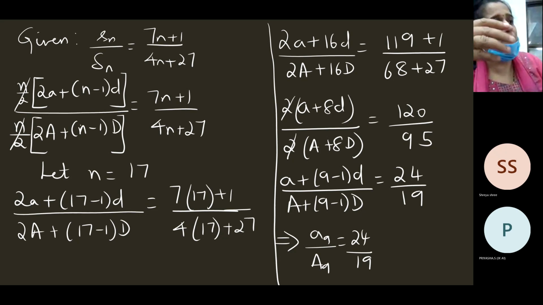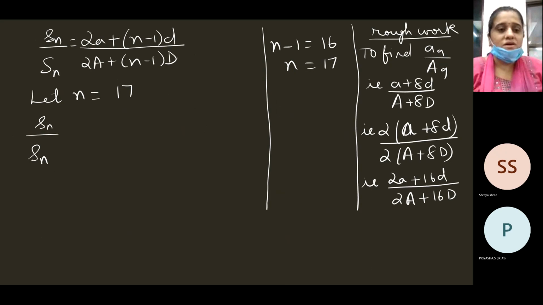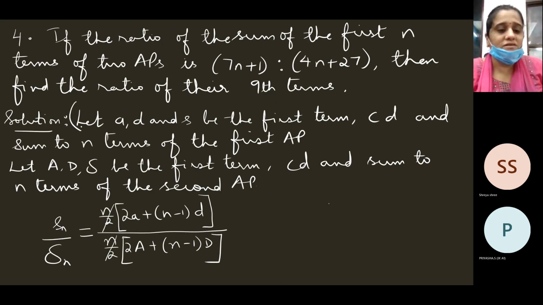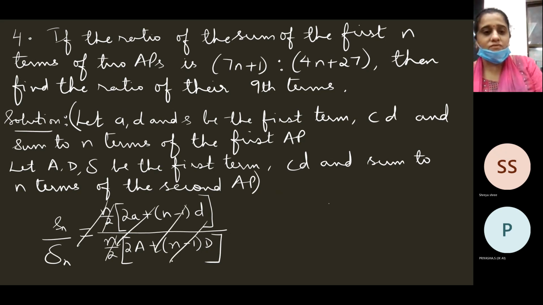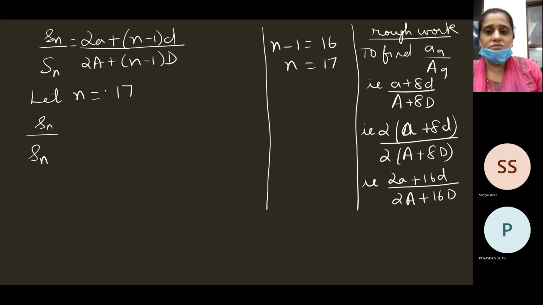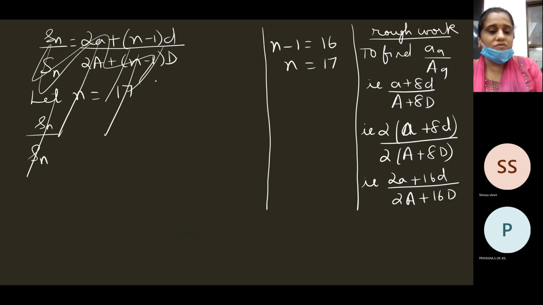Because the ratio of the sum to n terms of both the APs is given, n, small letter n, is the same for both the APs. Their first term, common difference, and sum are different. So we'll ignore this working. We'll present it like this. So we have to start like this.